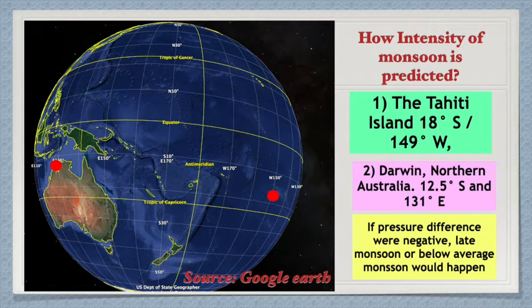Pressure difference between these two places decides how intensely Indian monsoon will be developing during a year. If the pressure difference between these two places is negative, the monsoon is expected to be below normal or will be developing very late. So it will affect our Indian monsoon very severely. In short, low pressure will have to develop at Darwin so that this pressure difference will be positive. Winds will be blowing from Pacific to Indian Ocean.